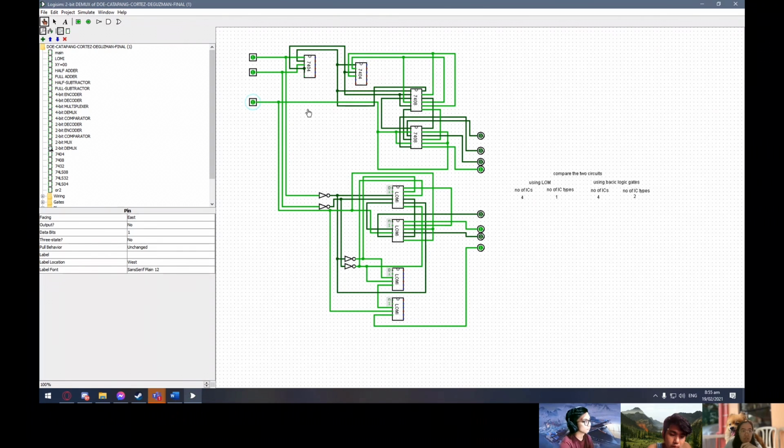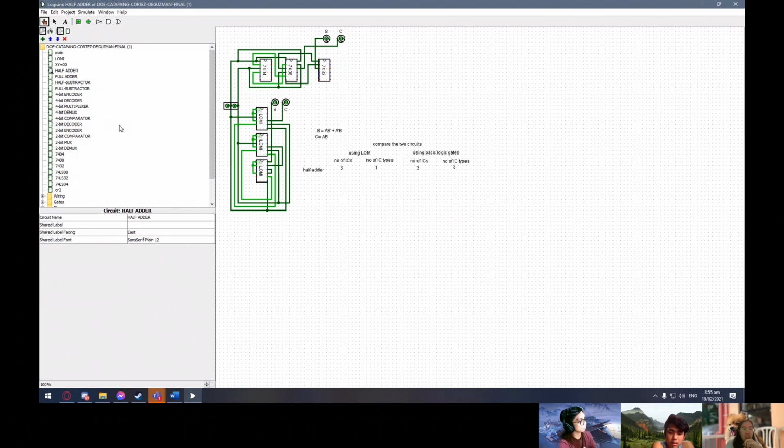So, as a conclusion, we can see that we have applied LOMI to the different types of circuits which are required: the half adder, the full adder, the half subtractor, the full subtractor, the 4-bit encoder, the 4-bit decoder, the 4-bit multiplexer, the 4-bit demux, the 4-bit comparator, the 2-bit decoder and encoder, and then the 2-bit comparator, the 2-bit MUX, and the 2-bit demux.